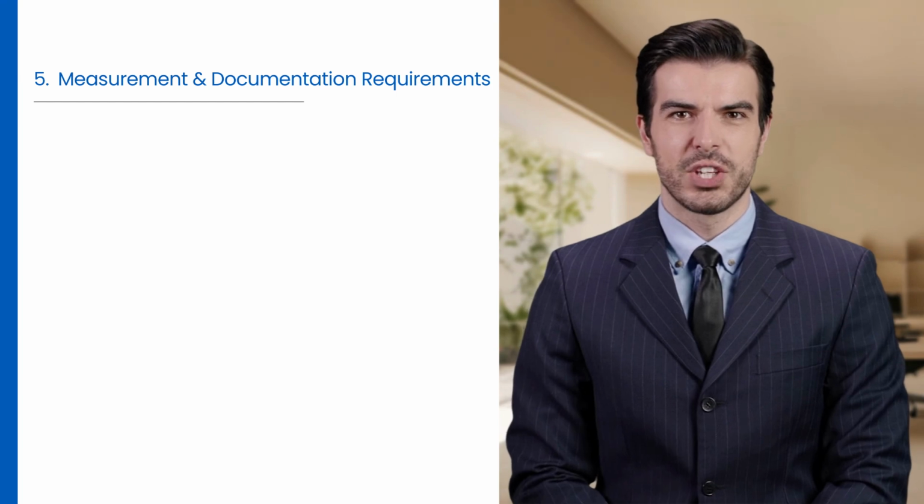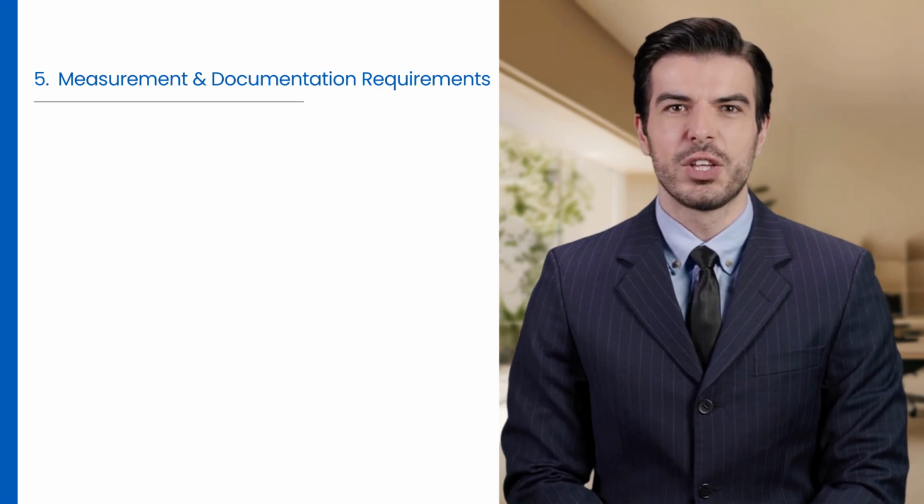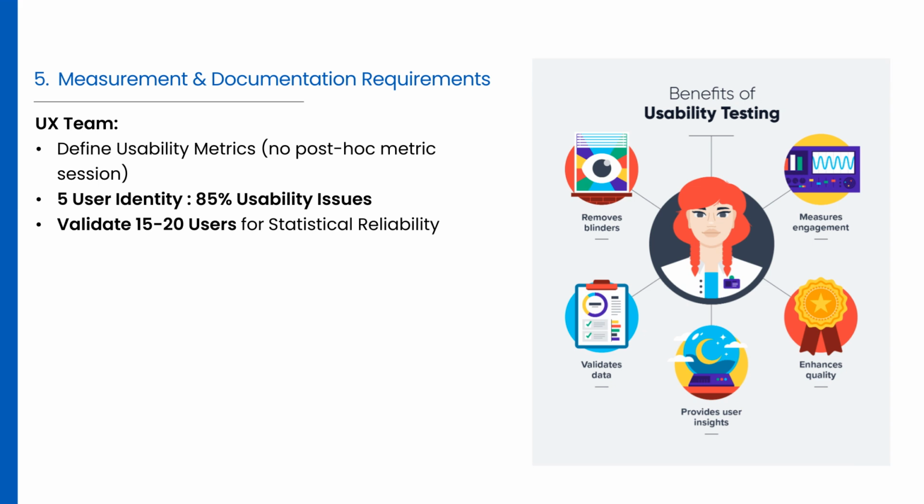Measurement and documentation must ensure that usability is tracked, validated, and clearly recorded for decision-making. The UX team must predefine usability metrics before testing begins, and no post-hoc metric selection must be allowed. A minimum of 5 users must be included in formative testing to identify up to 85% of usability issues.